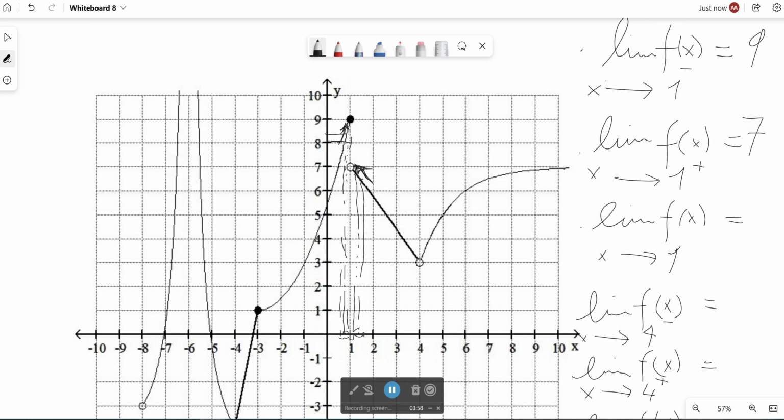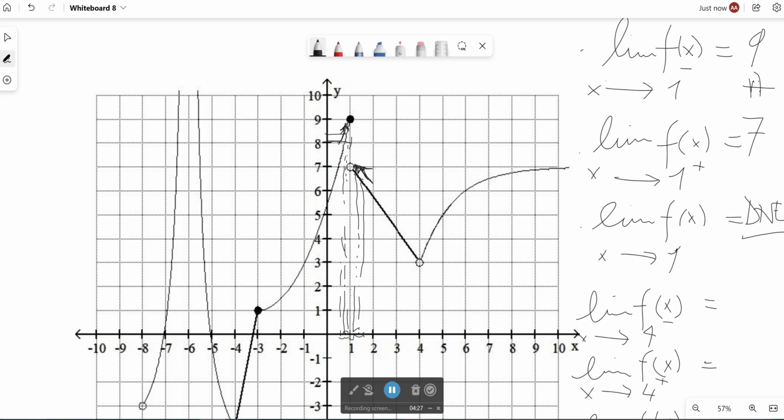And because the left and right limits are different, that means the limit itself does not exist. Again, it's because the left limit as x approaches 1 and the right limit as x approaches 1 are different from each other. Therefore, the limit of f of x as x approaches 1 does not exist.